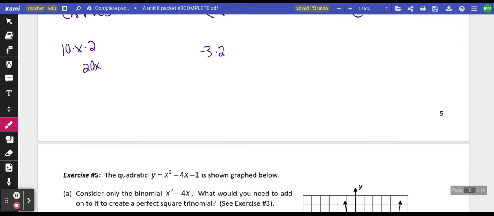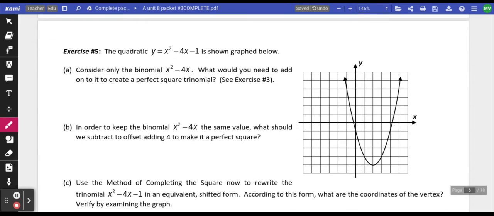So exercise 5. This is our quadratic. It's shown, it's graphed. Consider only the binomial x squared minus 4x. What do I need to add on to that to create a perfect square trinomial?